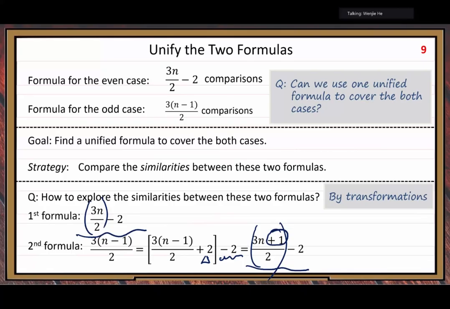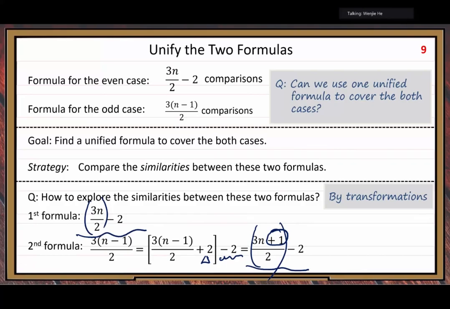So you see the bottom reason. That's the reason why you have this difference, plus 1 difference. Because we want to make it an integer.